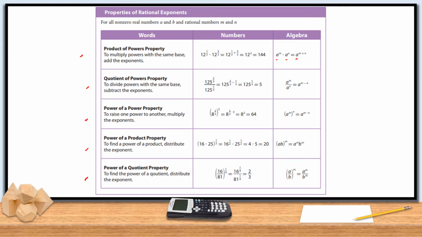So very simple, a over b to the power of m is going to be a to the power of m divided by b to the power of m. Now there is one that's not on here that I do want to bring your attention to, and this is if you have a to the power of minus 1, this is the negative exponent property, it is equal to 1 over a to the power of positive 1. So a negative exponent means that it is in fact underneath of a fraction.